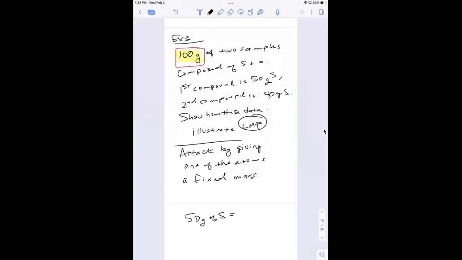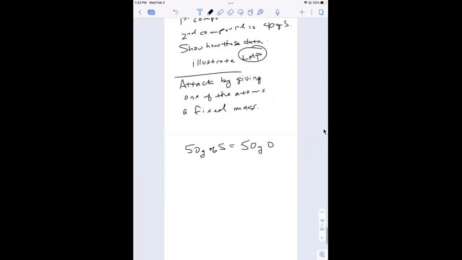If the total mass is 100 grams, what's the mass of the other part of that? 50 grams. Good. So 50 grams of oxygen. And then the second compound, well, first let's resolve this. So let's divide both sides by 50. So 1 gram of sulfur is equal to 1 gram of oxygen for the first compound.